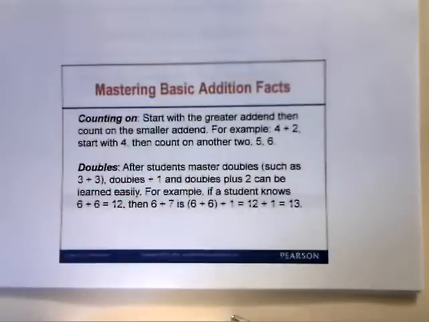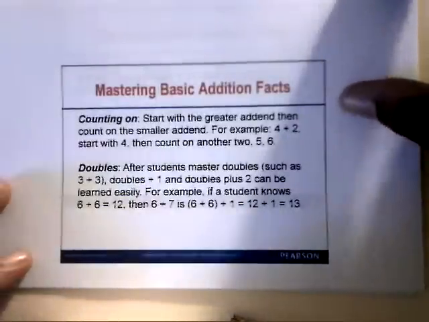The second method is doubles. After a student masters doubles, such as 3 plus 3, doubles plus 1 and doubles plus 2 can be learned easily. Let's say if the student knows 6 plus 6, which is equal to 12, then they can do 6 plus 7 using doubles. As 6 plus 6 is 12, and then you have to add 1 more to get 13. So 6 plus 7 will give you 13 as your answer.